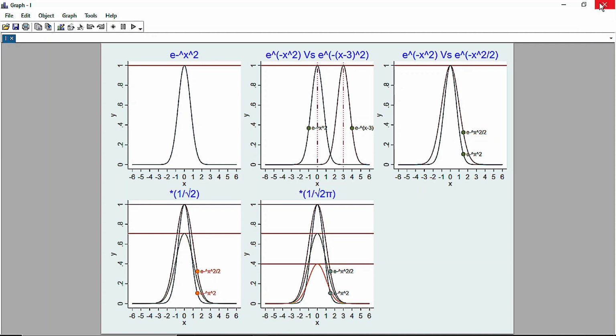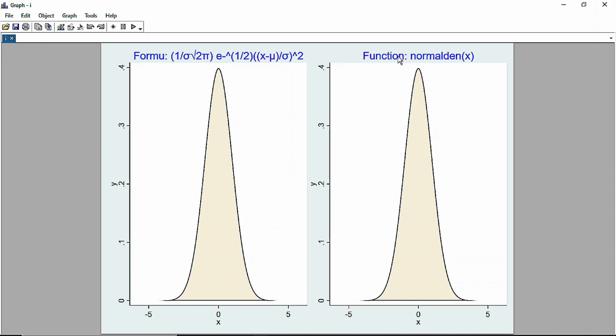Now let us see the formula of the normal distribution in another section, and let us compare the graph. There are two graphs representing the normal distribution. On the right hand side, we drew this graph by making use of normal den. This is the Stata function to draw the normal density PDF, and this is its generic formula: 1 by d, where d is the standard deviation, 1 by d into root 2 pi. So this is going to help us scale down or preserve the area of the normal distribution to 1, and then e to the power minus 1 by 2 of x minus mu divided by d, where mu is our location parameter or the mean of the distribution, d is our scale parameter or the standard deviation, and a square. So in either of the cases, we get the same graph, the normal distribution.